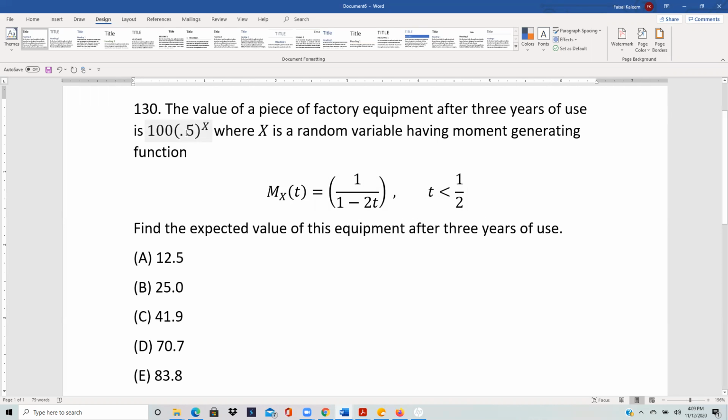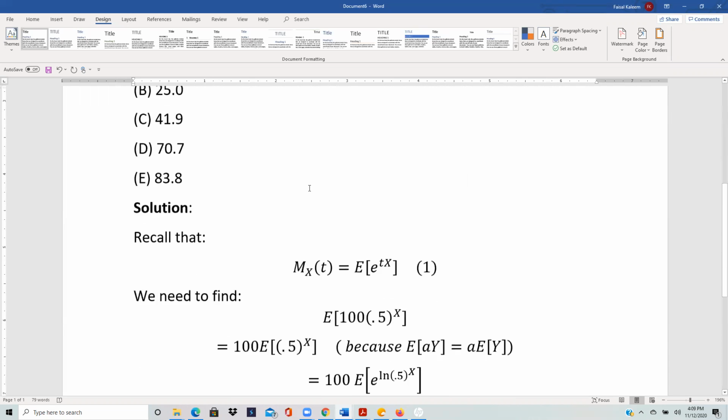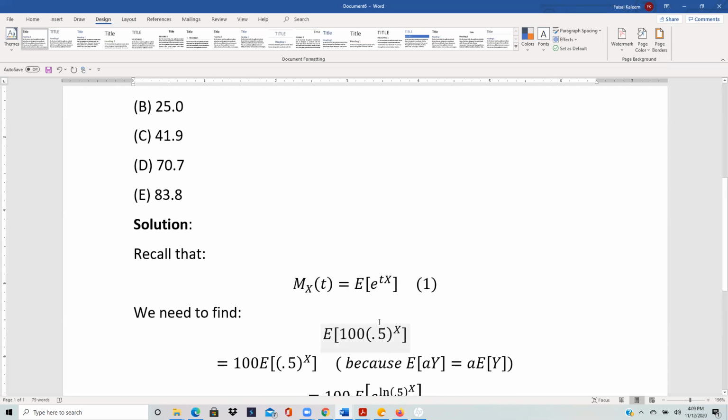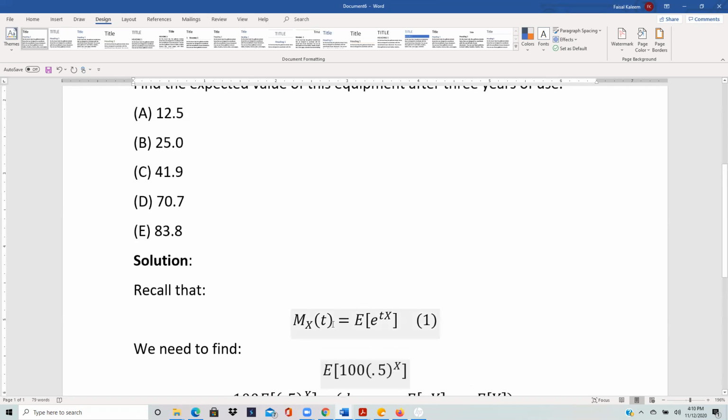Now, the key here is that the only thing given to us is the moment generating function. And if we write expected value of 100 times 0.5 power x, there is nowhere to go unless we make use of the moment generating function, because nothing else is given. So by definition, we know that moment generating function M_X(t) is equal to expected value of e power tX. So remember this equation, we will need it in a while.